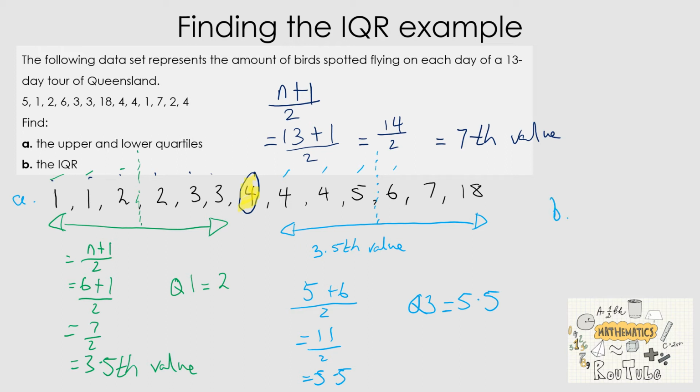Now we'll do part B on the right side. Part B is going to be quite simple because remember, to calculate the interquartile range, it's simply Q3 minus Q1. And we know what our Q3 is, it's 5.5. And we know what our Q1 is, 2. So therefore our interquartile range is 3.5.